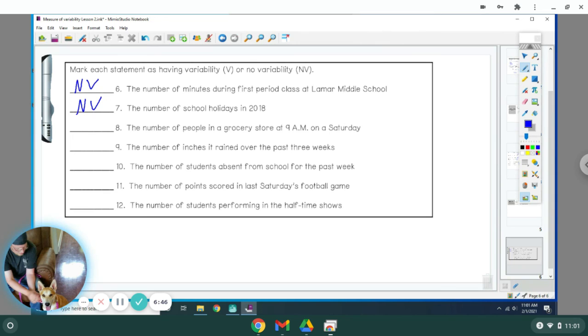The number of people at a grocery store at 9 a.m. on a Saturday. That varies. Okay, that can't be determined. The number of inches it rained over the past 3 weeks. That's variable. Okay. The number of students absent from school for the past week. That also varies. You see it this year with the pandemic. The number of points scored in last Saturday's football game. That varies as well. The number of students performing in the halftime show. That varies. All right. Thank you, guys.